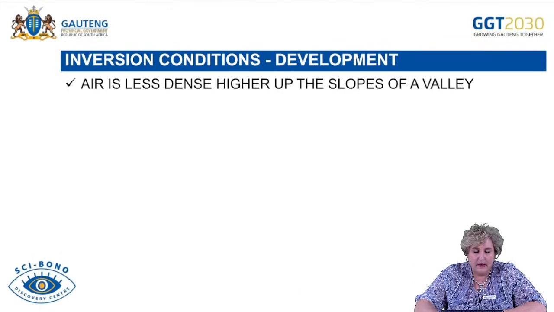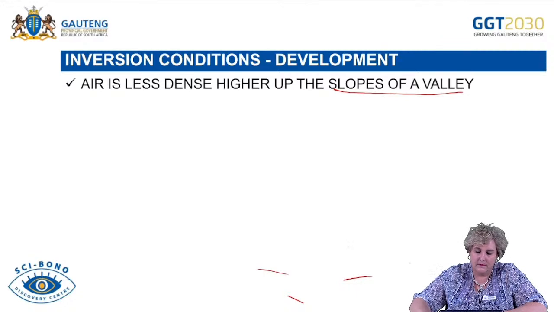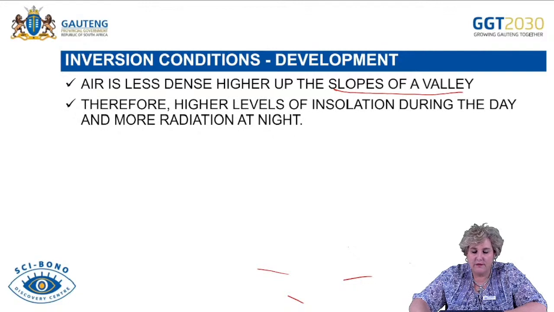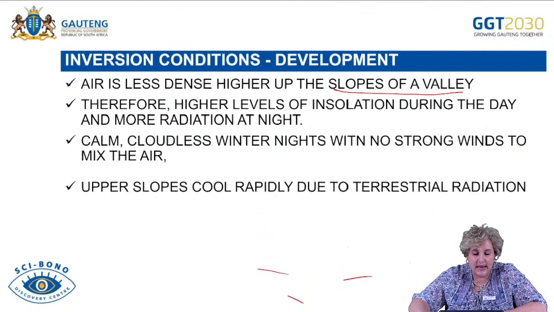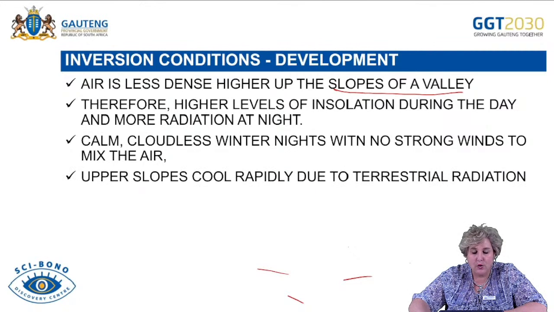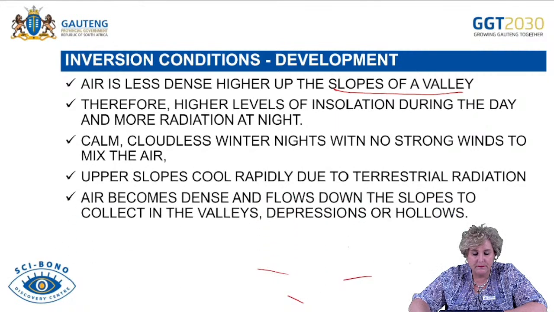How does it develop? Air is less dense higher up the slopes of the valley. Therefore, we have higher levels of insolation during the day, and more radiation at night. On calm, cloudless winter nights with no strong winds to mix the air, the upper slope air cools rapidly due to terrestrial radiation. The air becomes dense or heavy. It starts flowing down the slope to collect in the valley, in a depression or in a hollow.